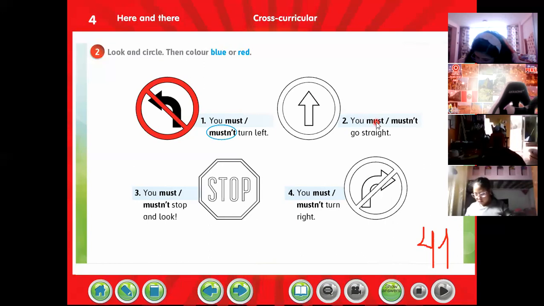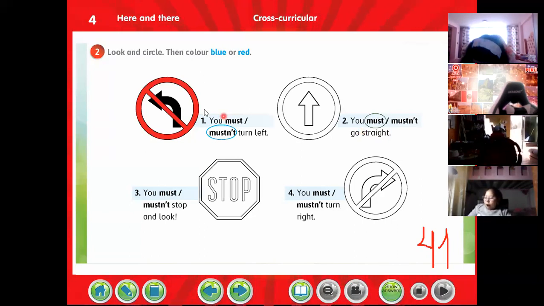Un ratito, profesor, me aparece en la pantalla. Ezio, you need to read all the sentences. Tienes que leer toda la oración. Okay? Ezio, read, please, the number two. No, teacher. You must go straight. Good, good job, Ezio. Teacher, me apareció una ventana que no podía cerrar, por eso no respondía.